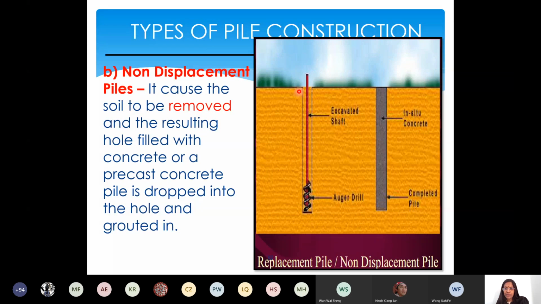Not immediately pour the concrete. Do the cleaning, place the reinforcement in position, and then pour the concrete. Okay, this is called the non-displacement method.